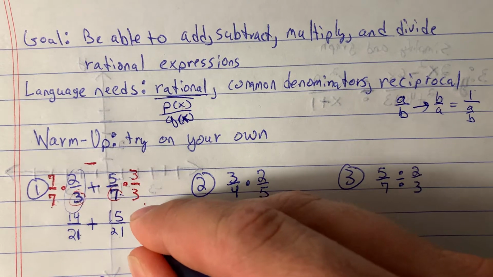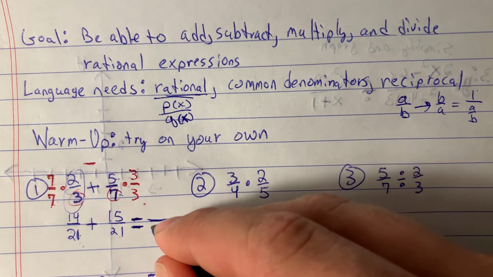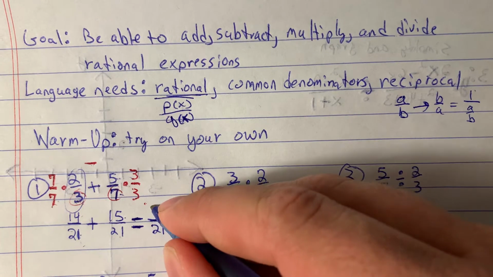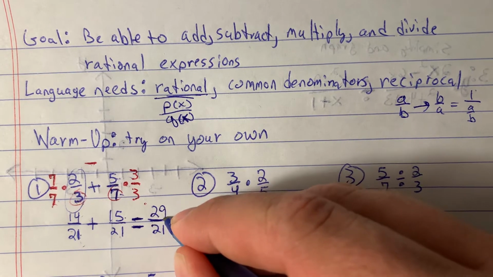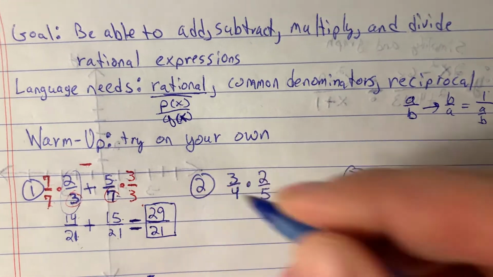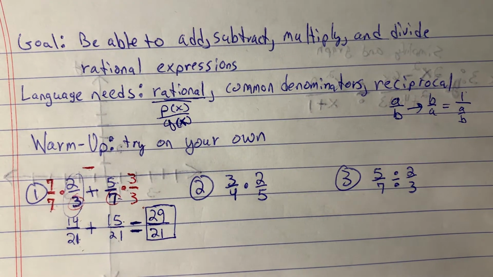And the rule is when we're adding or subtracting fractions, we leave the denominator alone, and we add or subtract the numerators. In this case, we're adding. 14 plus 15 is 29. I might want to check to see if this can be simplified, but in this case, it cannot be. And so our answer is 2/3 plus 5/7 is 29/21.